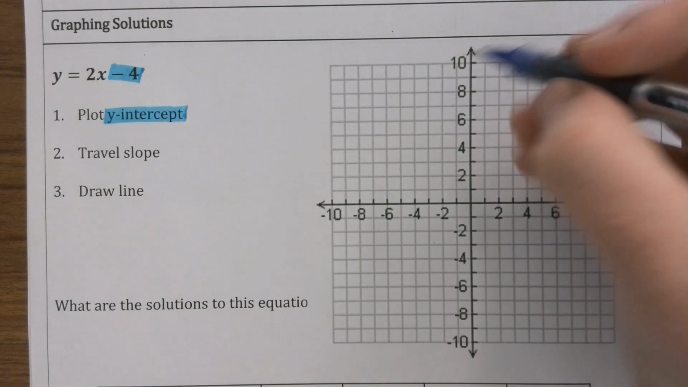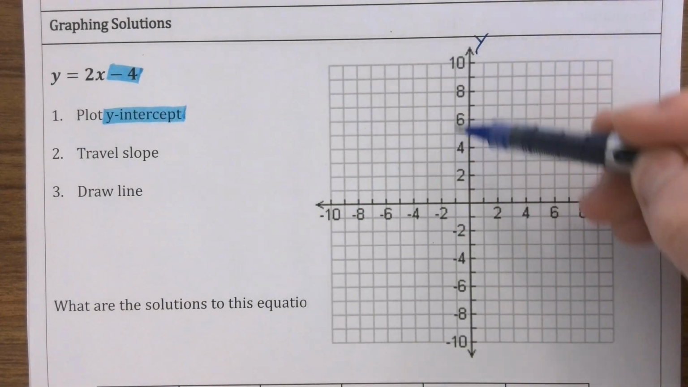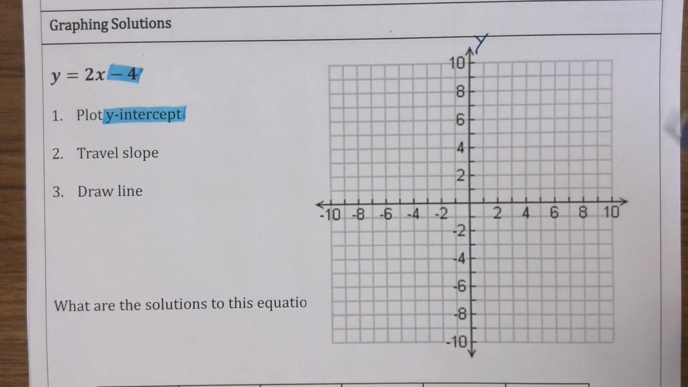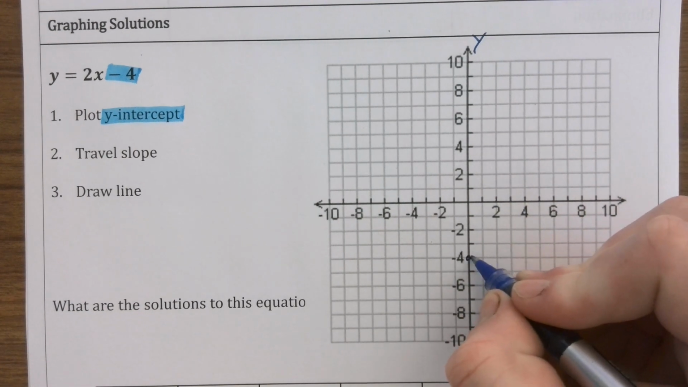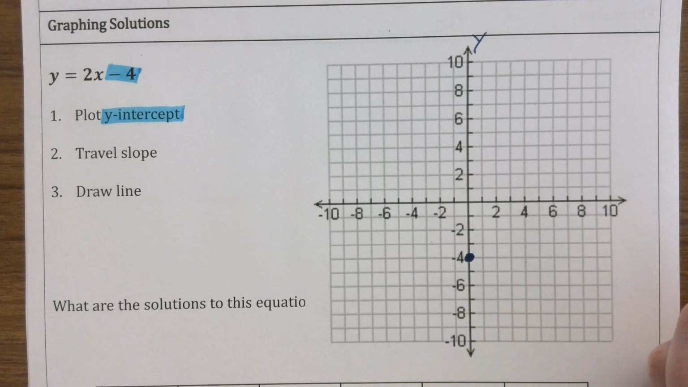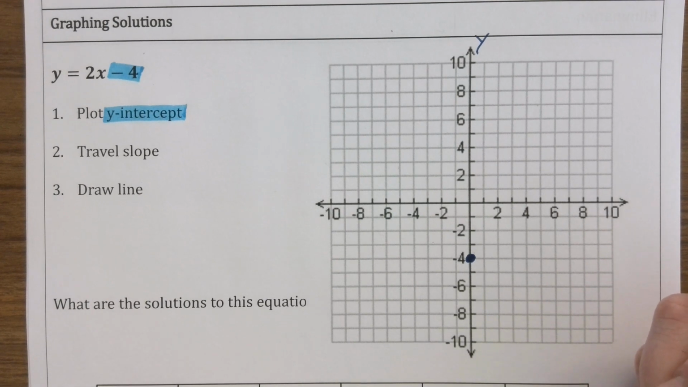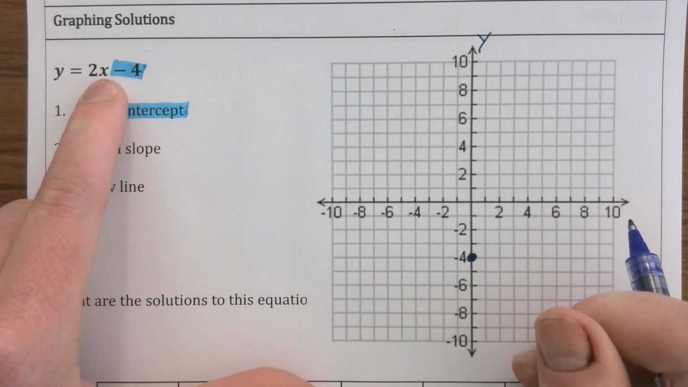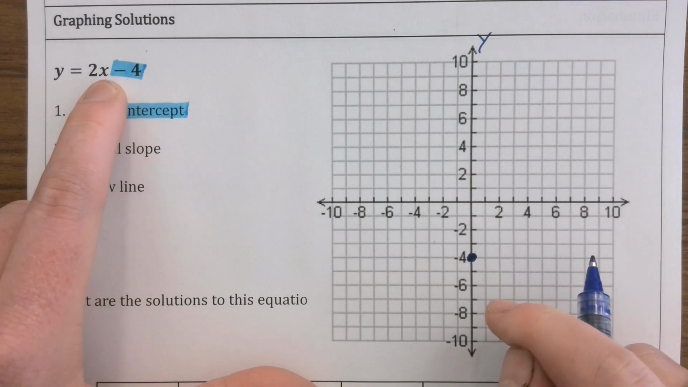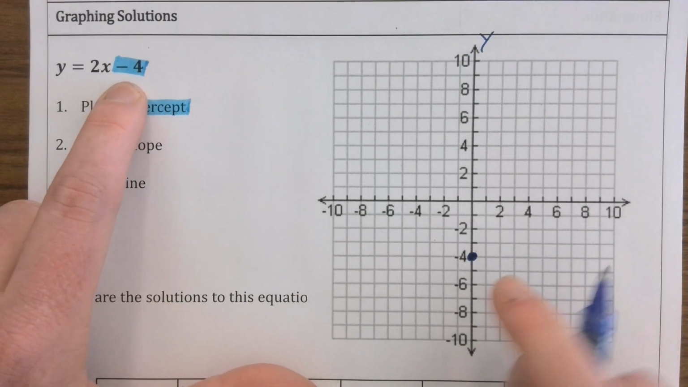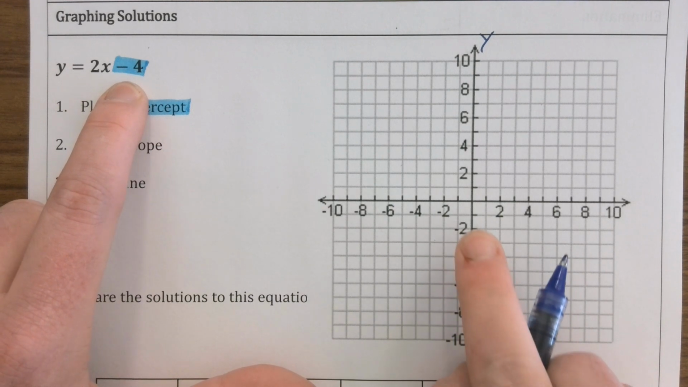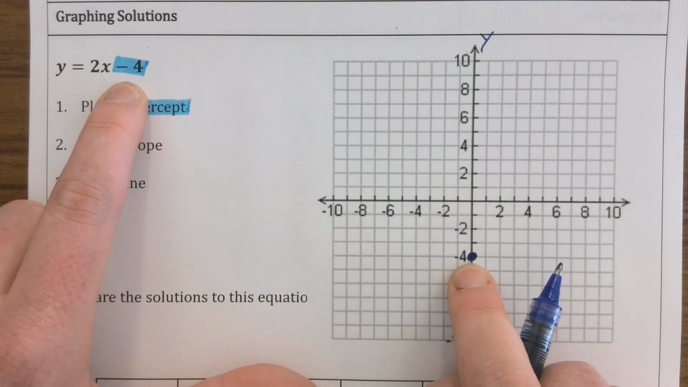That means on our y-axis, our y is our vertical, we are crossing at negative 4. So I'm going to go down here to negative 4, and I'm going to put a dot. There's my y-intercept. That means that when x is 0, y is negative 4. 2 times 0 is 0. 0 minus 4 is negative 4. When x is 0, y is negative 4. So that's an important number.